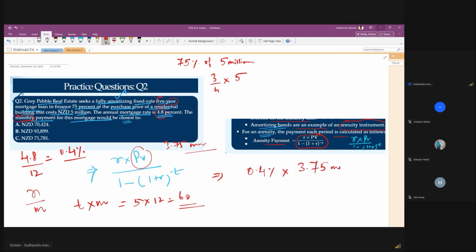You should add the zeros, whatever you 10 into 6. And then 1 minus 1 plus R. R is again 0.4%, right? T is minus 60. Then you have to solve this in calculator. Okay. So it looks like a very simple question, but I think the tricky part here is that if you don't remember this formula, you can't even start the question, right? So that's the tricky part here.